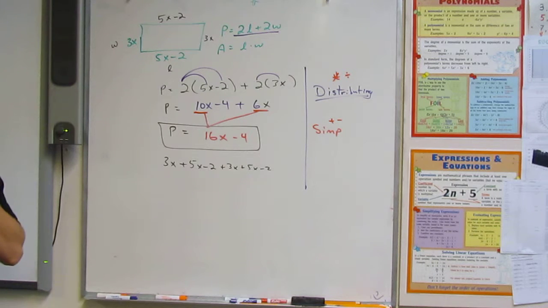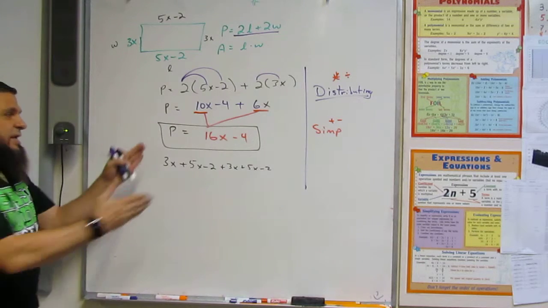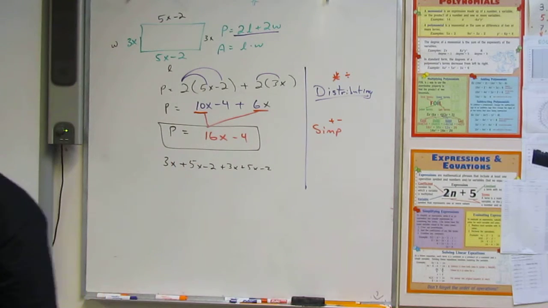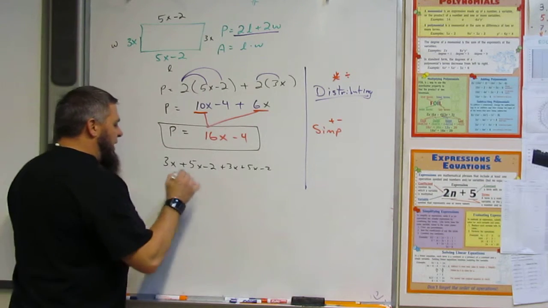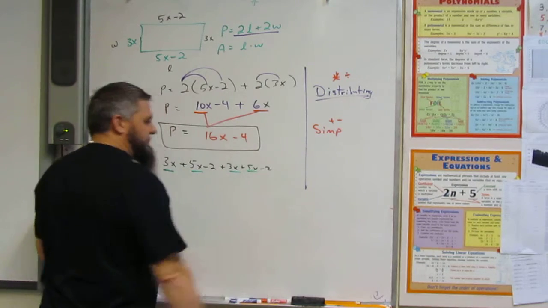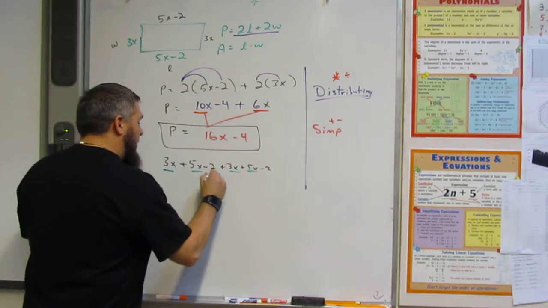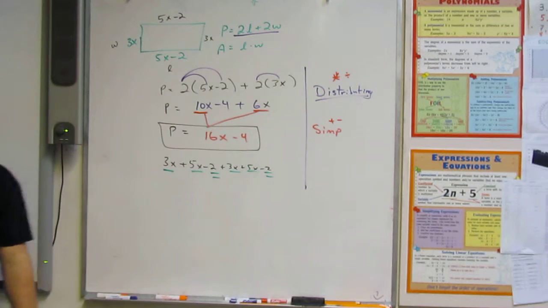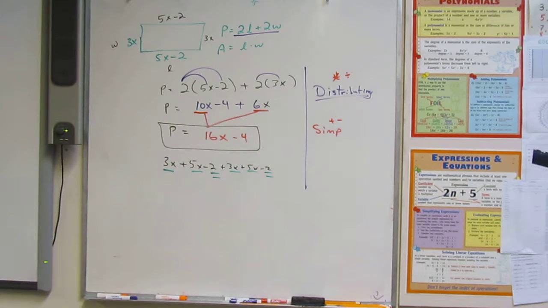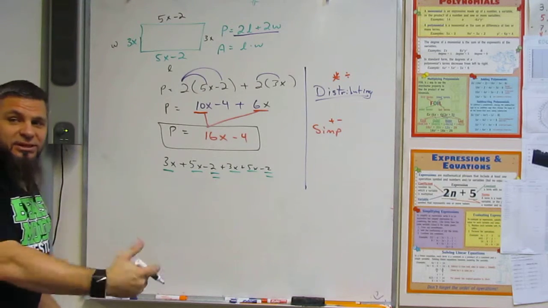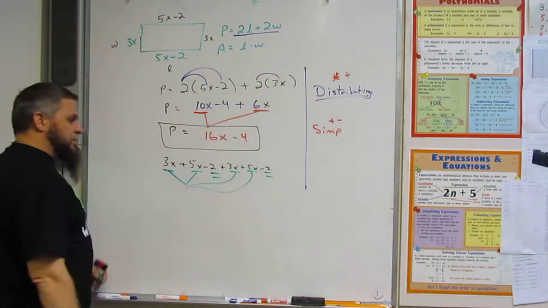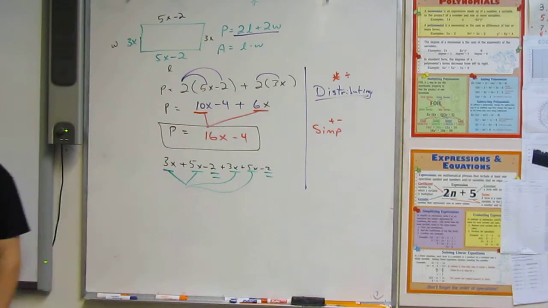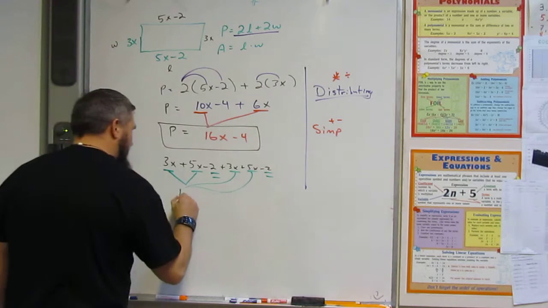Yes, sir. Would it mean 16x squared or no? No, because we're just adding. If we were multiplying, it would be squared. Good question. So, we have to collect like terms, right? And I can collect, we're big boys and girls now, right? I can collect like terms all at the same time, right? Because when we're adding, it's simplifying. So, I'm just going to collect all of these up. So 3 and 5 and 3 and 5, that's 8 and 8, which is 16x.